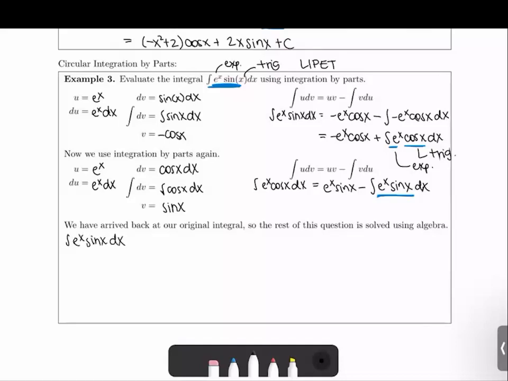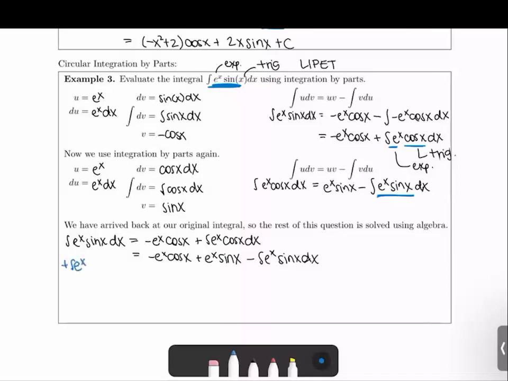So again, just like with repeated integration by parts, we're just going to write down everything we know and combine these equations. So the integral of e to the x sine of x, based on our first integration by parts, was negative e to the x cosine of x plus the integral of e to the x cosine of x dx. However, using our second integration by parts, that second integral was equal to e to the x sine of x minus e to the x sine of x dx. So now we're solving for this integral. So what we're going to do is add that integral to both sides of the equation.